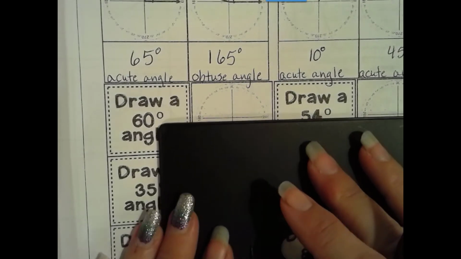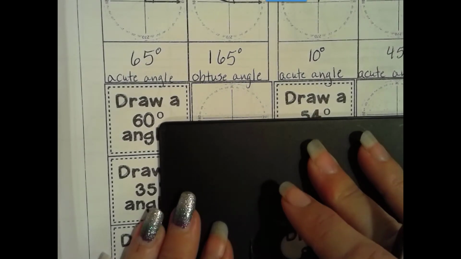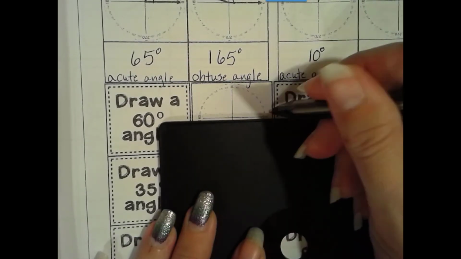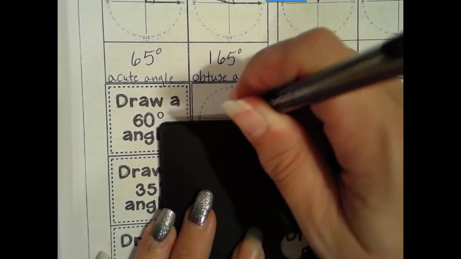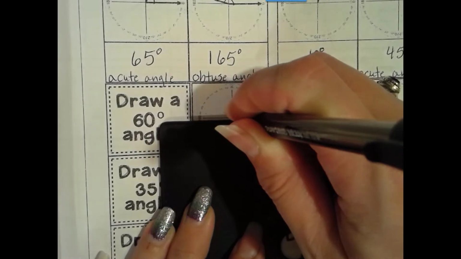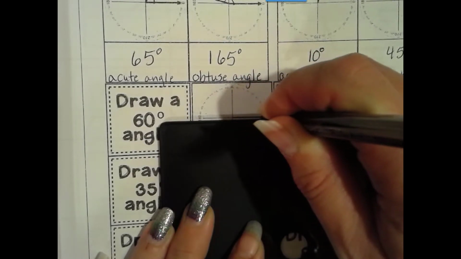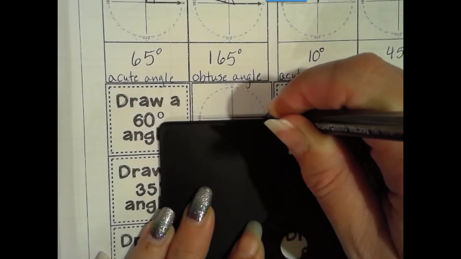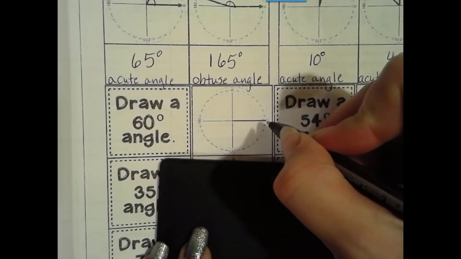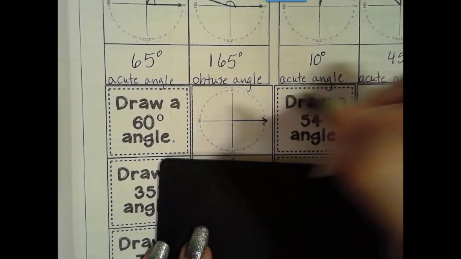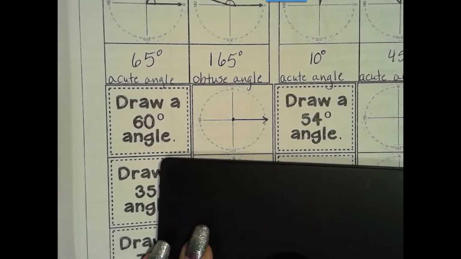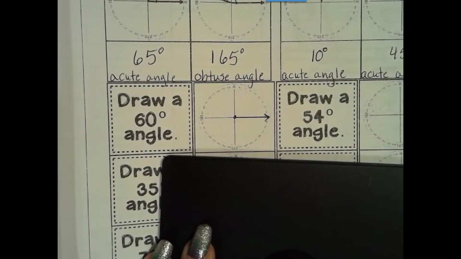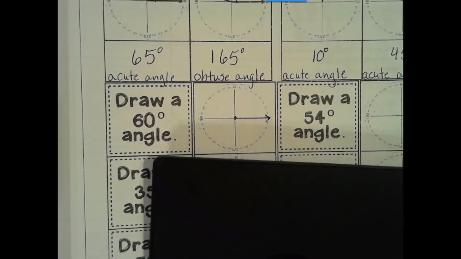Okay, so we're going to start here. Here's 0 on this side. So we go at the center, straight out to the 0. And we put an arrow because it's a ray. It has one endpoint at the center, and it goes to the right forever. So we have our first ray.